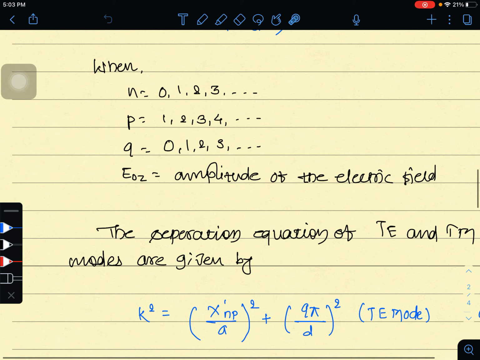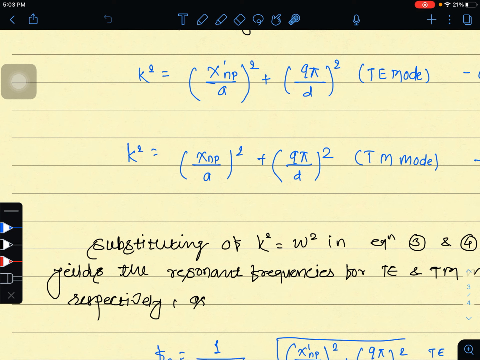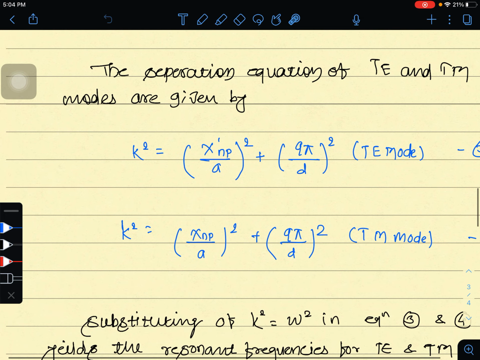Now these two modes have separation equations. These two equations are related with the transverse electric and transverse magnetic modes, and each equation gives the value of k square. That is nothing but the separation equation. This separation equation is for TE, and this one is the separation equation for TM mode.